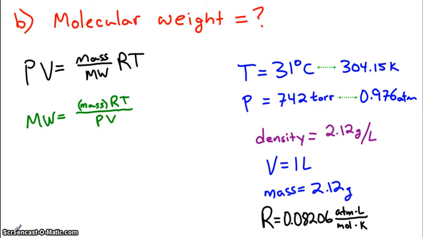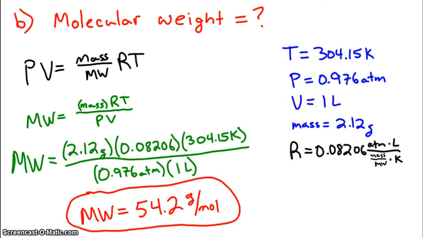Now that we've converted temperature to Kelvin and pressure to atmospheres, we're going to substitute in these numbers into this expression to calculate the molecular weight. Substituting in the values and calculating, the molar mass is 54.2 grams per mole.